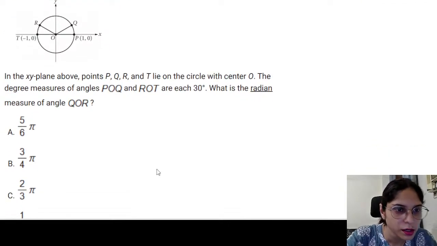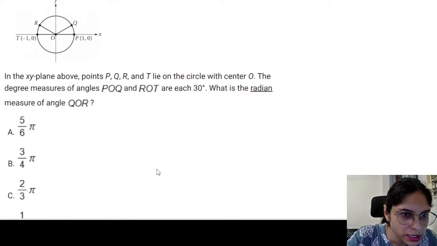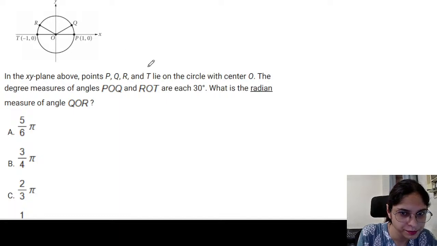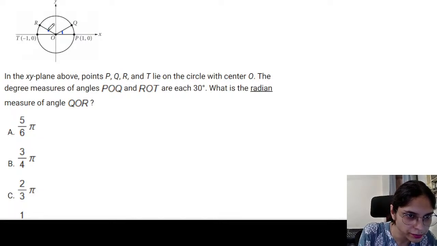Okay. In the xy plane above, points P, Q, R and T lie on the circle with center O. The degree measure of angles POQ and ROT is 30 degrees. Okay. What is the radian measure of angle QOR?